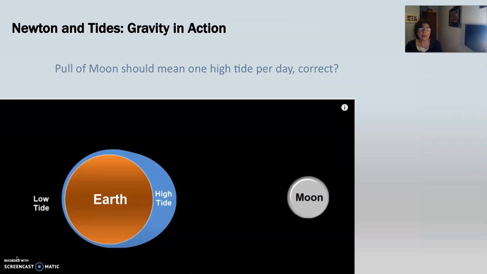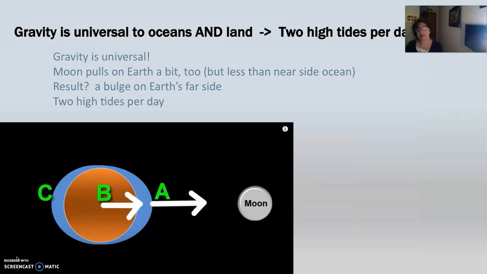And then you would think that, okay, maybe there's one high tide per day, where the moon is on the side and it is pulling as the Earth is rotating. So maybe the side of the Earth that moves into the high tide area along the Earth-moon line will experience the high tide once a day as the Earth rotates all the way around once. But that's not the way it goes.